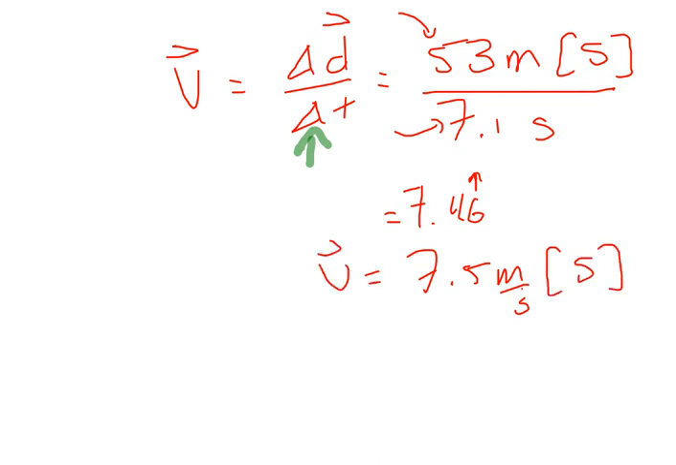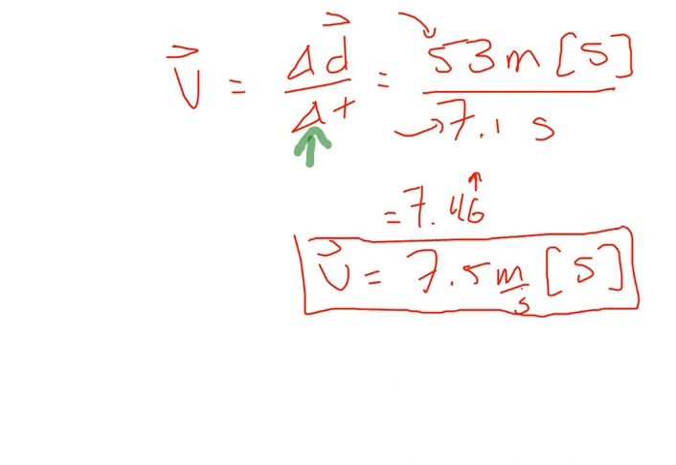And this is how we would properly answer this. We would have to include proper rounding. We need to include a proper set of units. And we have to include a direction. And all of these parts are really necessary in physics.